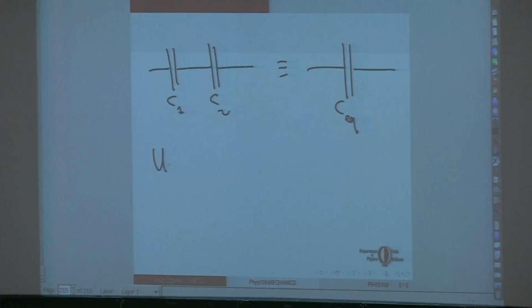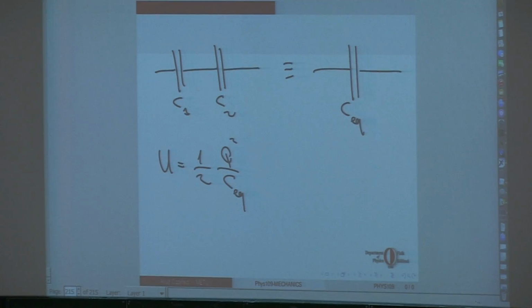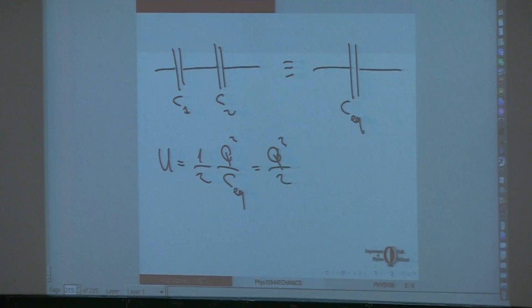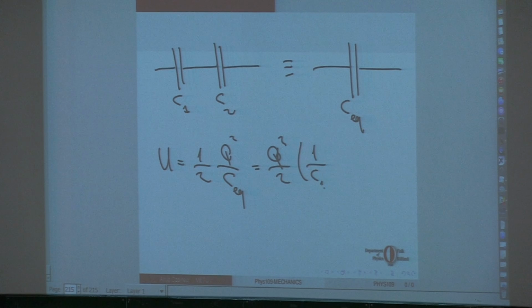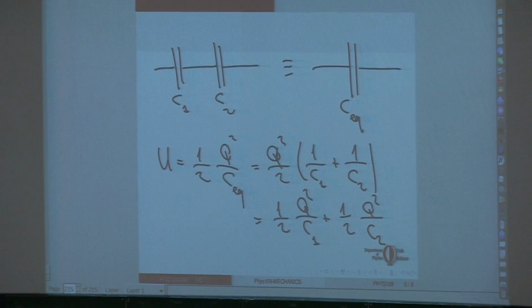What was the amount of energy stored? 1 over 2 Q squared over C equivalent. This is the amount of energy stored in this one. This is equal to, from the definition of C equivalent, Q squared over 2, 1 over C1 plus 1 over C2, or 1 over 2 Q squared over C1 plus 1 over 2 Q squared over C2. This is the energy stored in capacitor 1. This is the energy stored in capacitor 2.